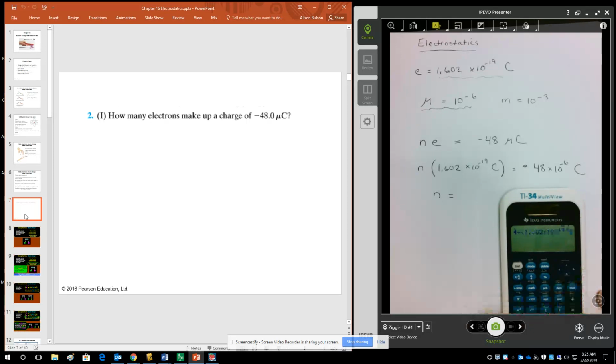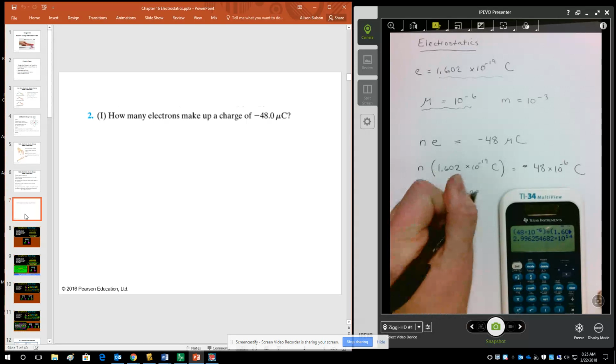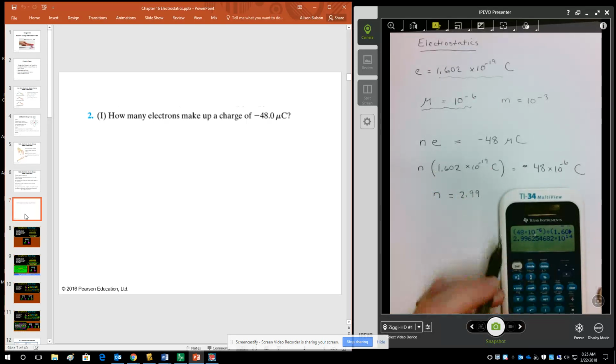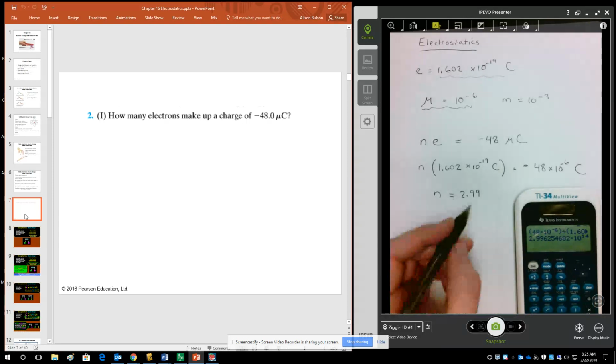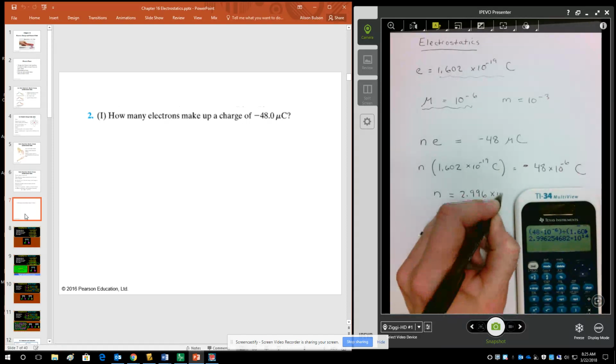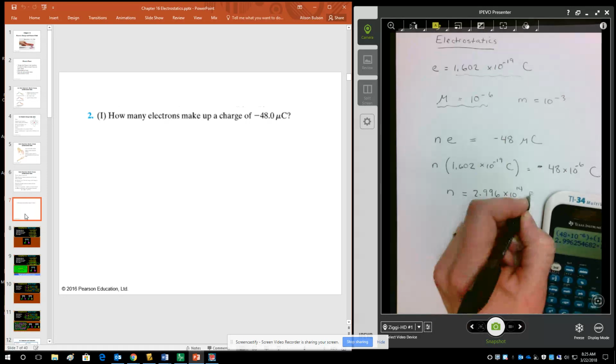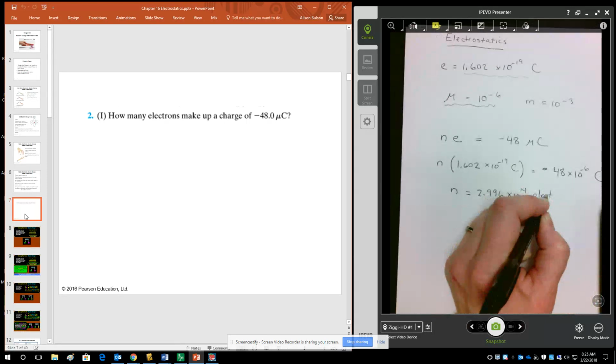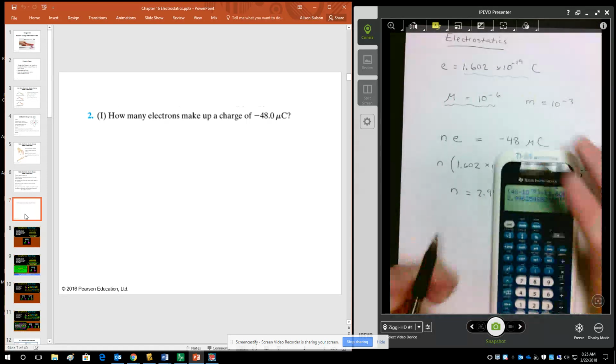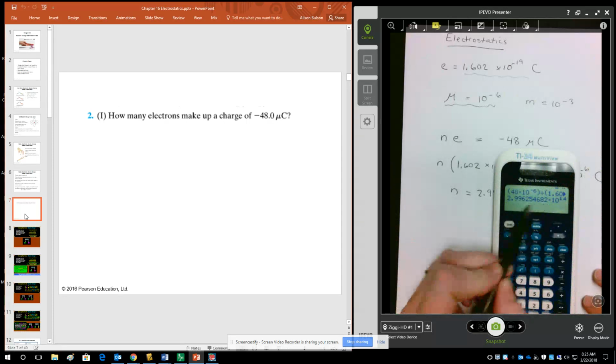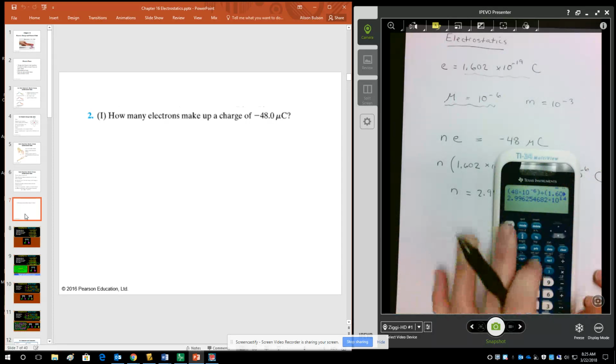Maybe I forgot to put the negative sign in there. And of course, I don't have enough editing skills to figure this out. There we go. So I've got 2.99. I'm not going to write all of these numbers. I know this is a precise number, but I'm too lazy to write this. 2.996 times 10 to the 14th electrons. Right? This is a whole number. This is less than 14 powers of 10. But it's just so many numbers.